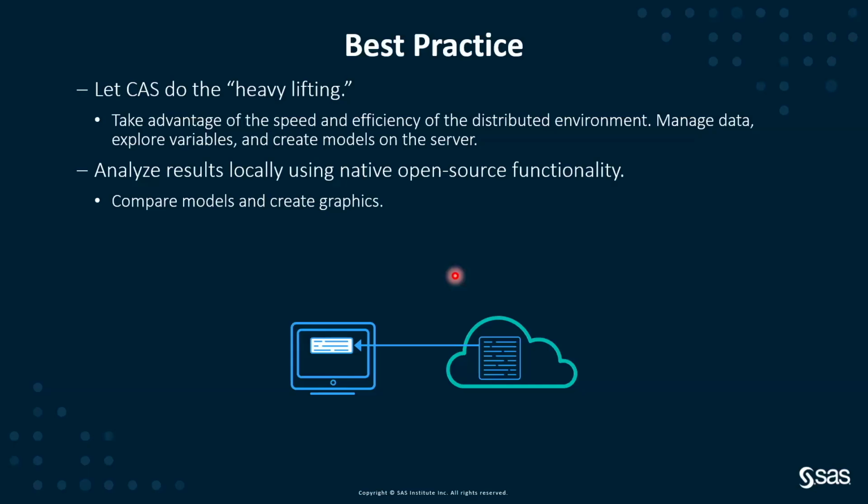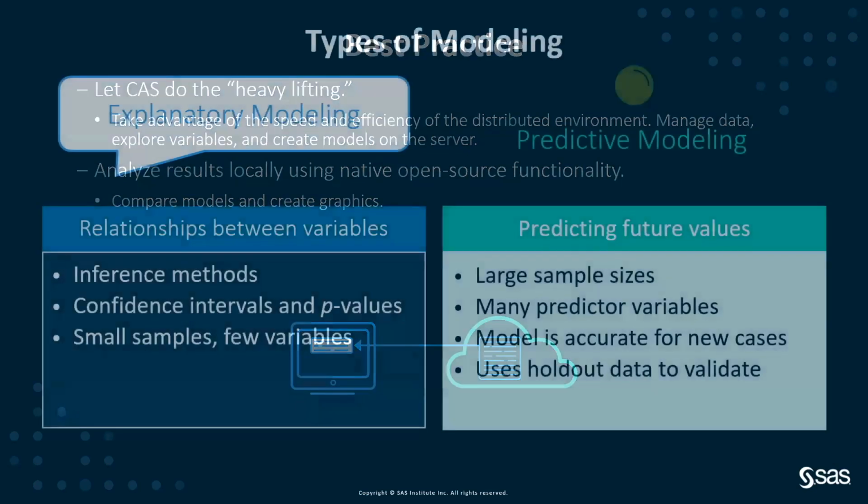So heavy lifting happens on CAS, whereas for any other activity, you are in an advantageous position, you have the benefit of the code already existing. You do it over the client using the native open source functionality. So you could compare models and create graphics using these things. So that's the best practice.